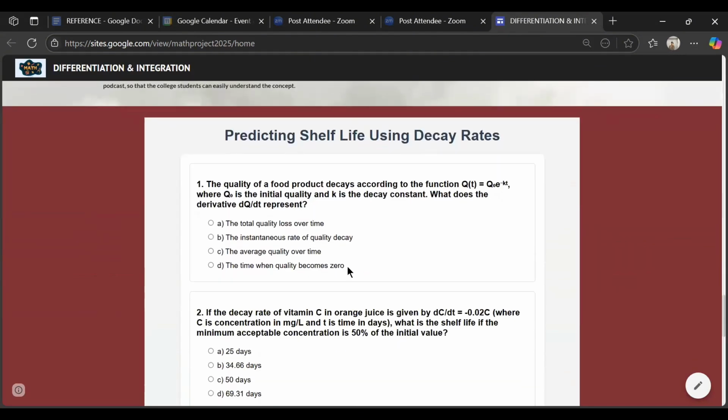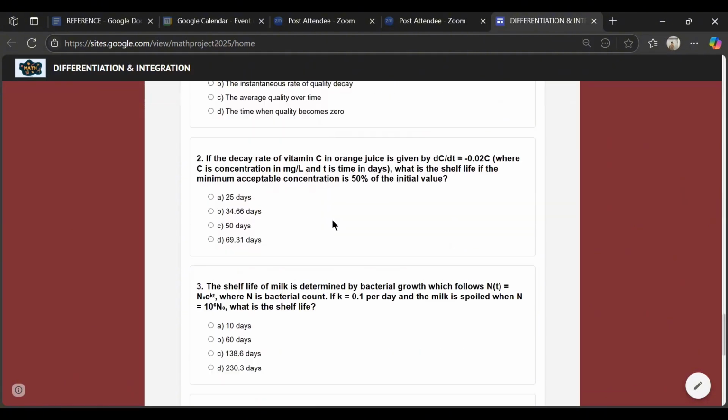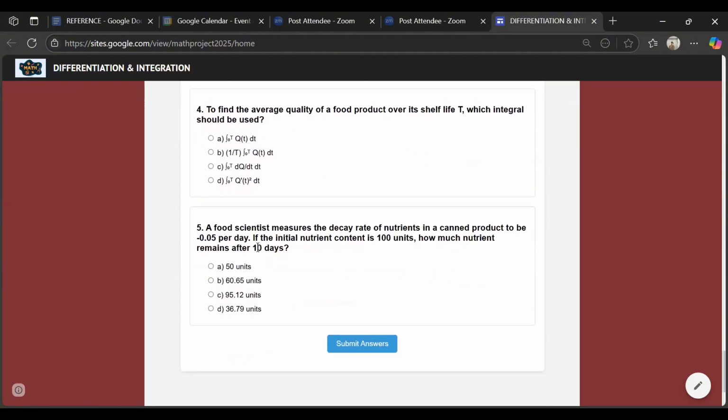So last but not least, I've created quizzes on this topic, predicting shelf life using decay rates. There's 5 questions. So for example, if we take a look at the 5th question, a food scientist measures the decay rate of nutrients in a canned product to be negative 0.05 per day. If the initial nutrient content is 100 units, how much nutrient remains after 10 days?